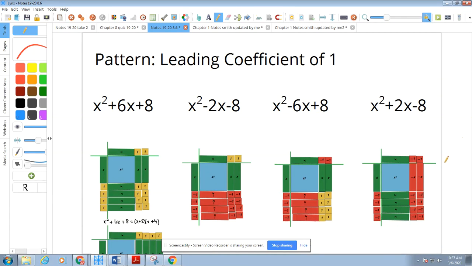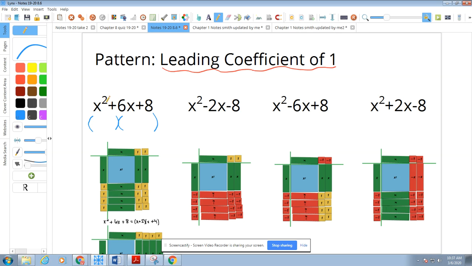Okay, so here we have the next factoring pattern that we learned. And this is when we have a trinomial with a leading coefficient of 1. Notice in my examples here, what's in front of the x squared is just 1, even though it's not written there. Well, we can use the grouping method that we already learned, but we can be more efficient if we do it mentally.